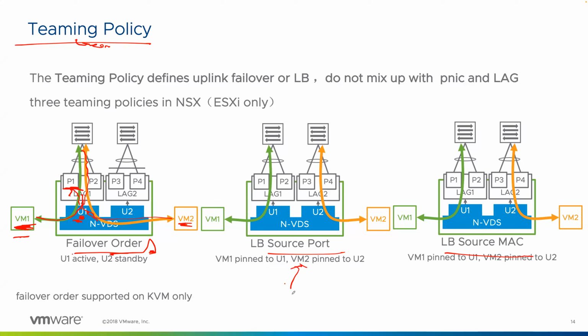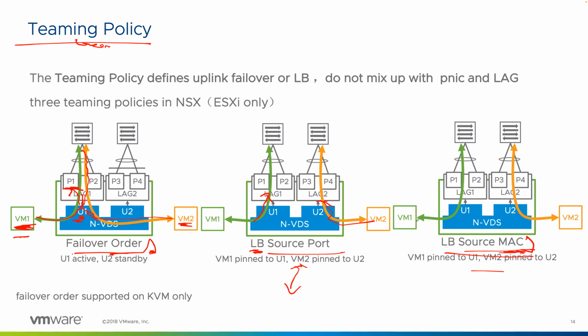The second teaming policy is load balancing policy. Load balancing means, for example, we have two virtual machines. VM1 uses U1, VM2 uses U2 to go out and coming in. And for load balance source MAC address, that means when you look at the load balancing mechanism, it depends on the MAC address to load balance their traffic.